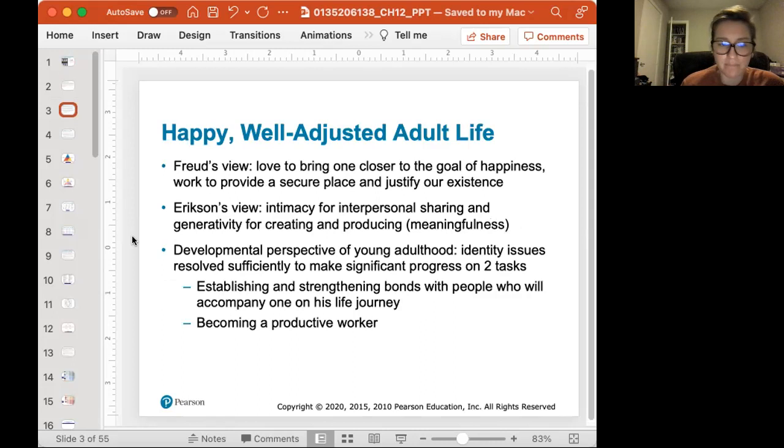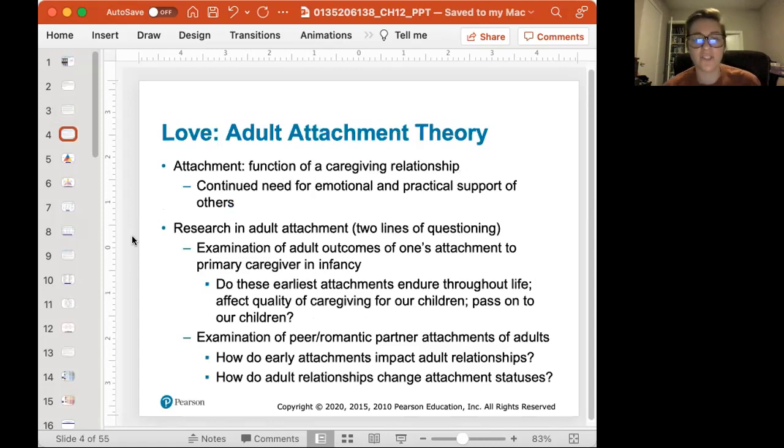And then the developmental perspective of young adulthood is that, when identity issues are resolved sufficiently, one makes significant progress on two tasks: establishing and strengthening bonds with people who will accompany one on his or her life journey, and then becoming a productive worker. Okay. So, love and adult attachment theory. Attachment is a function of a caregiving relationship, and there's continued need for emotional and practical support of others.